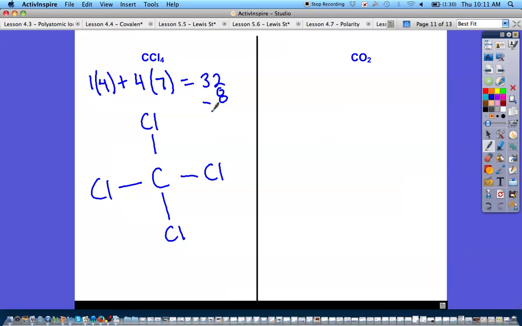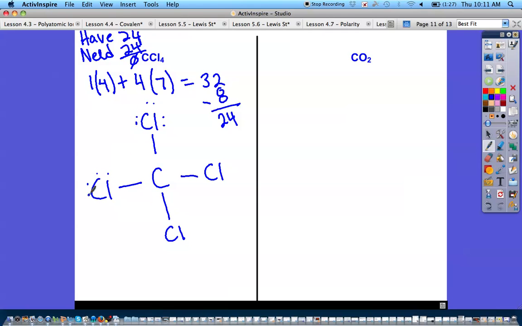Subtract those involved with bonding from the total. This is going to give us 24. So we have 24. And then we have to figure out how many do we need. Well, carbon's taken care of because it has 8. Each chlorine needs 6. 6 times 4 is 24. So we have 24 and we need 24. So we can just apply the dots to our Lewis structure.